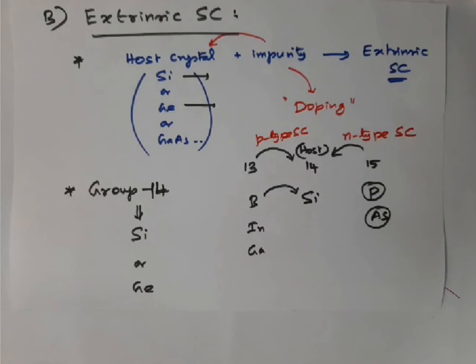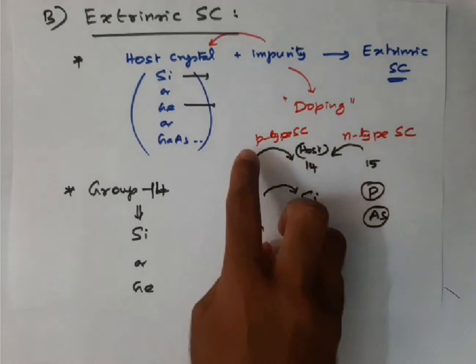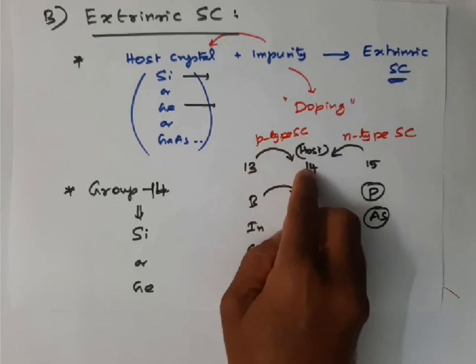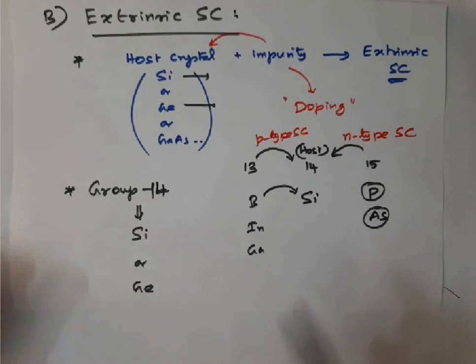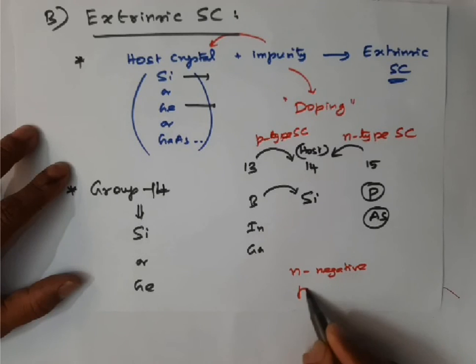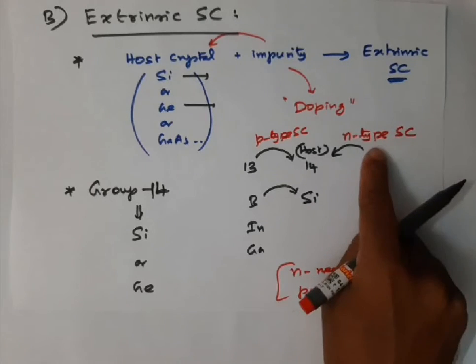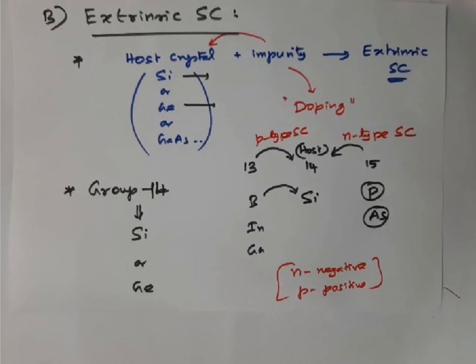There are two types, N-type semiconductor and P-type semiconductor. Students, when will we get an N-type semiconductor? When an impurity is added from group 15 to group 14. That's all. If an impurity is added from group 13 to 14, you will get a P-type semiconductor. Here N represents negative. N means negative, P means positive. Why negative, why positive, we'll see.